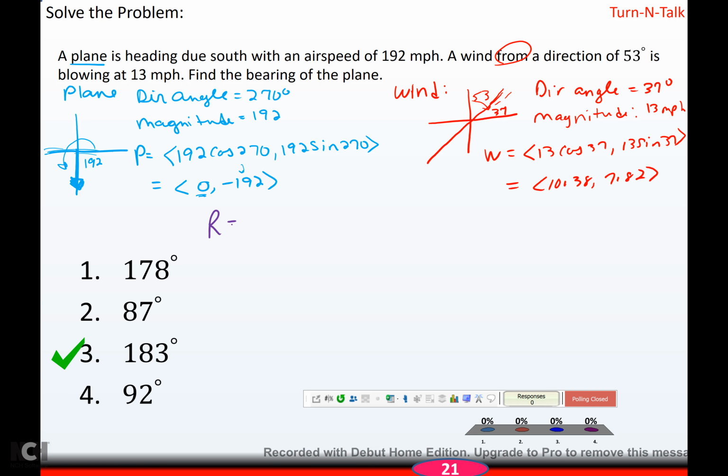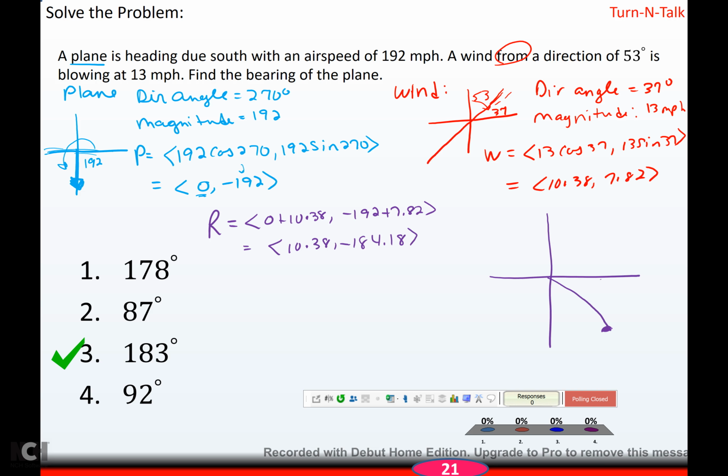My resultant vector is going to be these two added up. So 0 plus 10.38, comma, negative 192 plus 7.82 gives me 10.38, comma, negative 184.18. So if I sketch that out a little bit, positive and negative is going to be somewhere down here. So this is going to be 10.38. This is going to be negative 184.18.